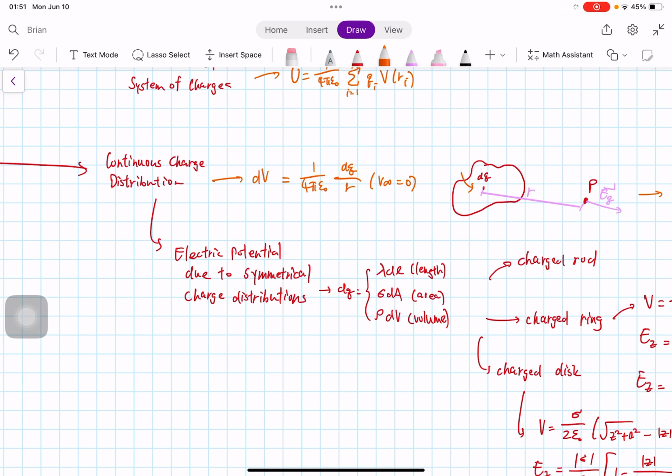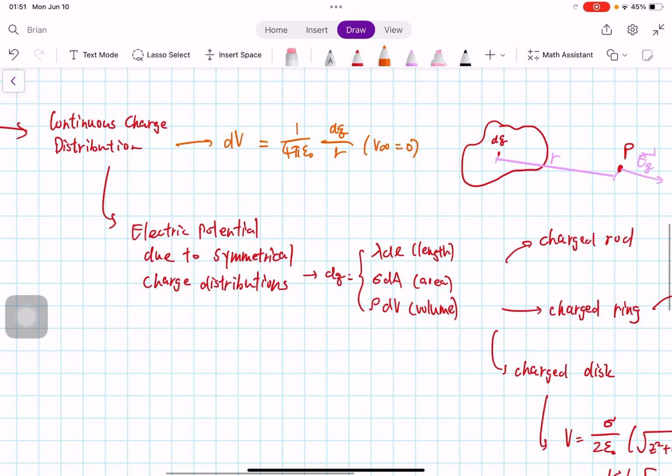Note that this object is uninteresting because it is non-uniform. We don't know what this is. We don't even have a mathematical function for it. But if this thing becomes symmetrical, such as a rod, a ring, a disk, or a sphere, then we can do some mathematics on it and make things nicer.